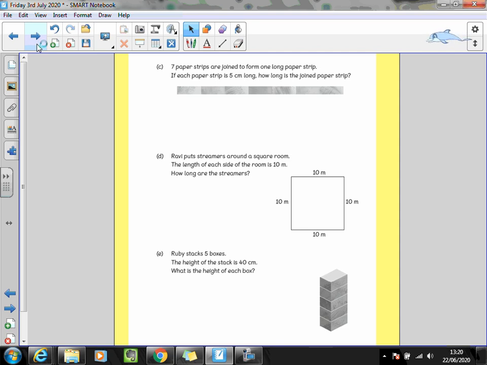D. Ravi put streamers around a square room. The length of each side of the room is 10 metres. How long are the streamers? And E. Ruby stacks 5 boxes. The height of the stack is 40 centimetres. What is the height of each box?